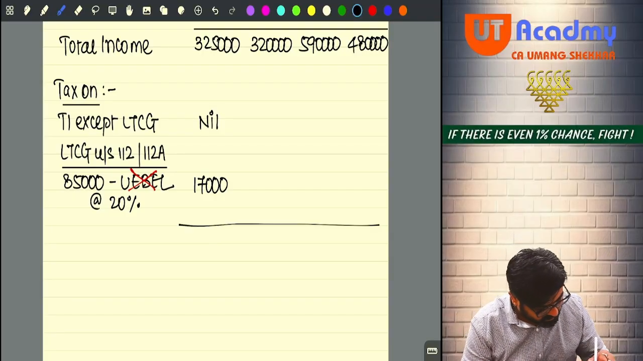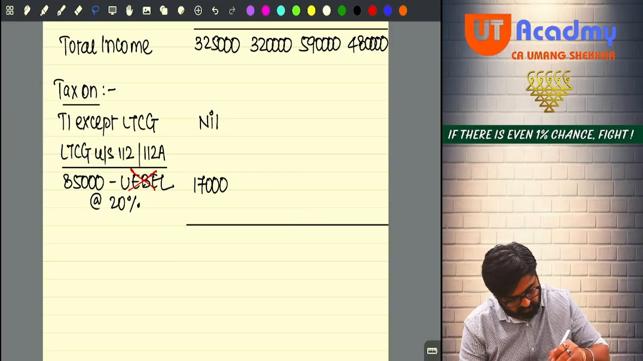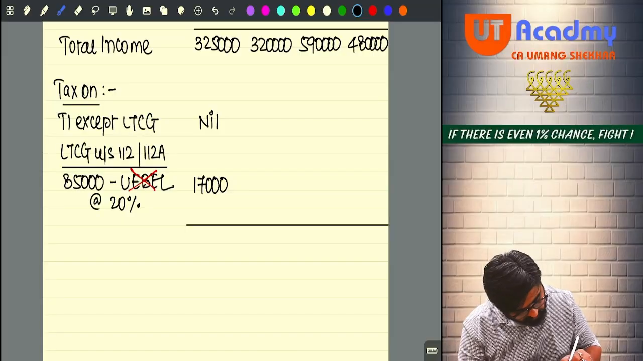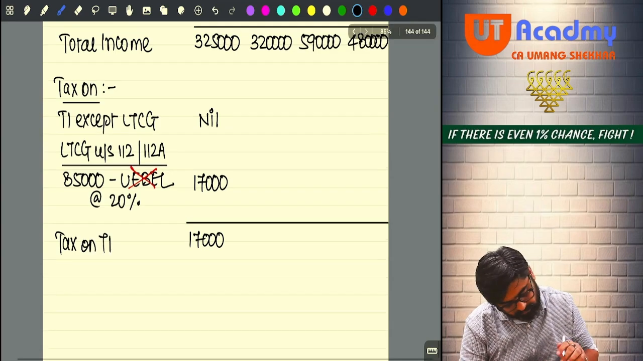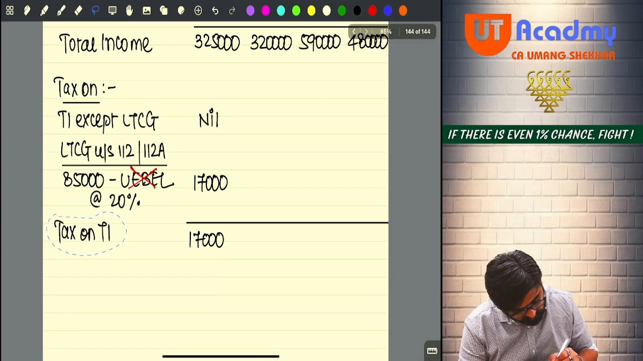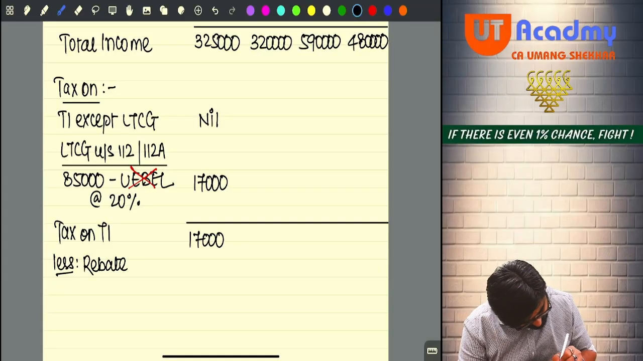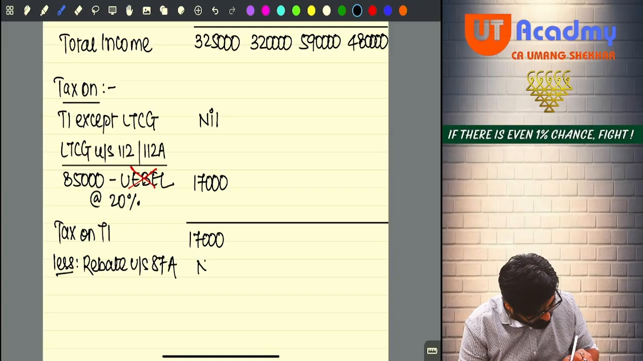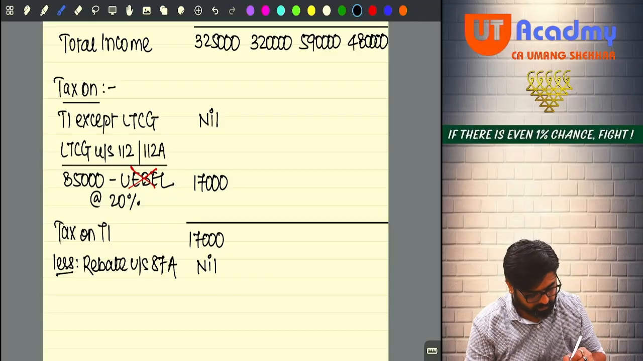Now calculate the total tax. Total tax will be 17,000. This is your tax on total income. In this tax, less rebate under section 87A will not be allowed. Why? Because you are a non-resident, no rebate.